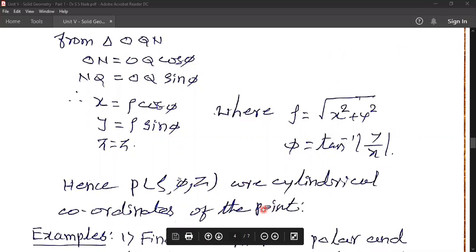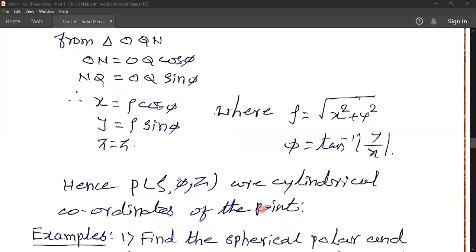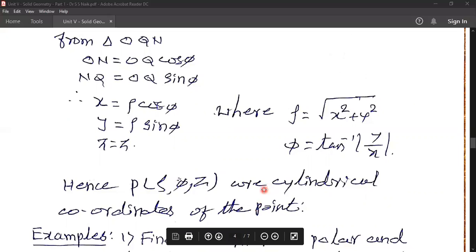So we have seen all three coordinate systems: the Cartesian coordinate system, the spherical polar coordinate system, and the cylindrical coordinate system. The cylindrical coordinate system is put in the form of rho, phi, z, the spherical polar coordinate is put in the form of r, theta, phi, and the Cartesian is in the form of x, y, z. So these are the three coordinate systems.